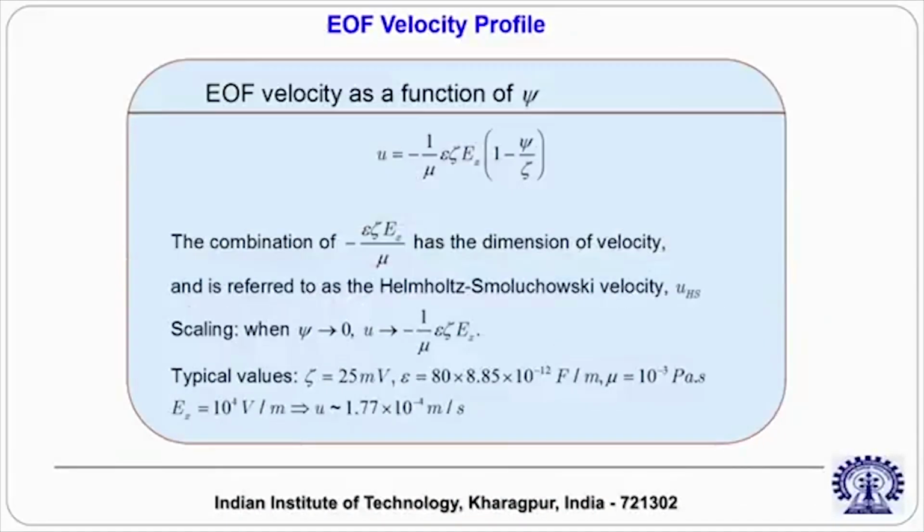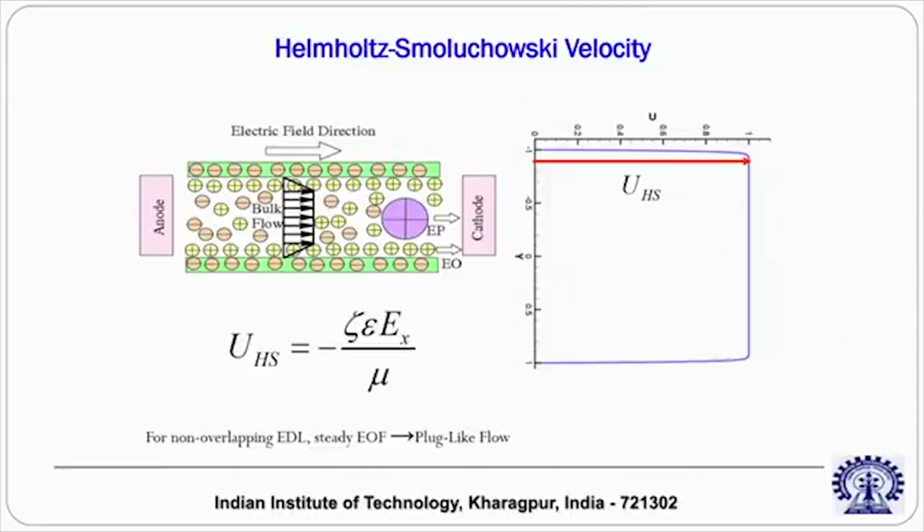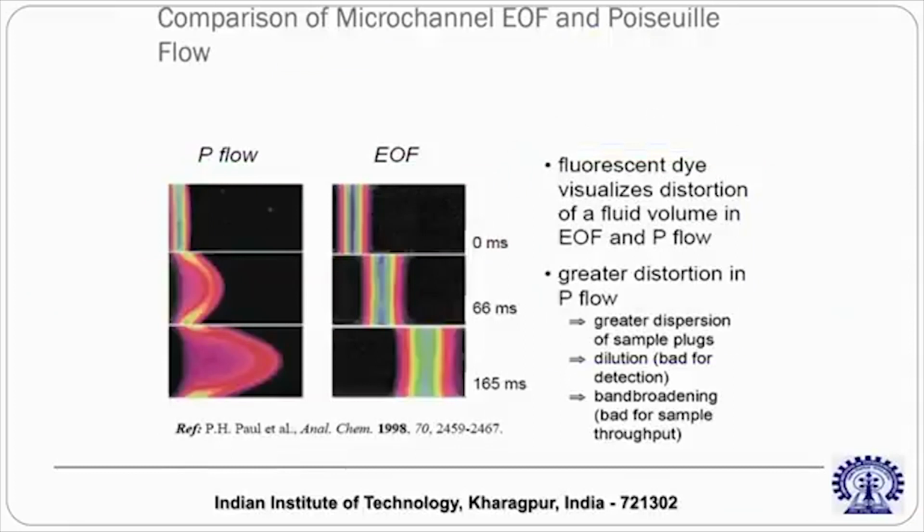So with this, I will go through this slide to give you a basic idea of what are the typical values. So, zeta potential is 25 millivolt, epsilon is 80 into the permittivity of free space, mu is 10 to the power minus 3 Pascal second, electrical field along x is typically 10 to the power 4 volt per meter. So, the velocity that you get out of this is of the order of 10 to the power minus 4 meter per second. So, this is what you typically get, and this is the velocity profile how it looks if you draw it, almost uniform except in a thin region close to the wall.